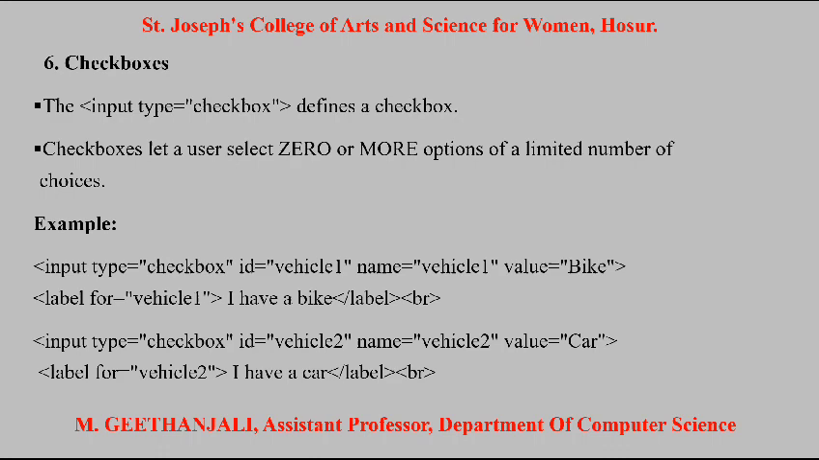The sixth one is the checkbox. The checkbox defines that the user can select zero or more options from a limited number of choices. You can select more than one or more than two, like that. Example: here input type equal to checkbox, id equal to vehicle1, name equal to vehicle1, and value equal to Bike.